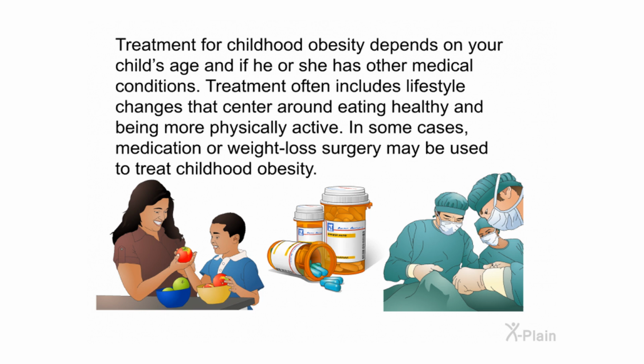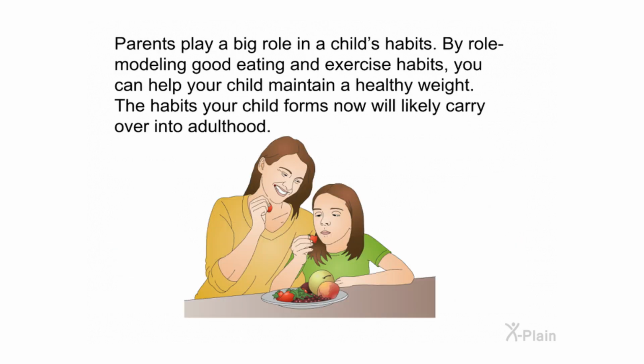Treatment for childhood obesity depends on your child's age and if he or she has other medical conditions. Treatment often includes lifestyle changes that center around eating healthy and being more physically active. In some cases, medication or weight loss surgery may be used to treat childhood obesity. Parents play a big role in a child's habits. By role modeling good eating and exercise habits, you can help your child maintain a healthy weight. The habits your child forms now will likely carry over into adulthood.